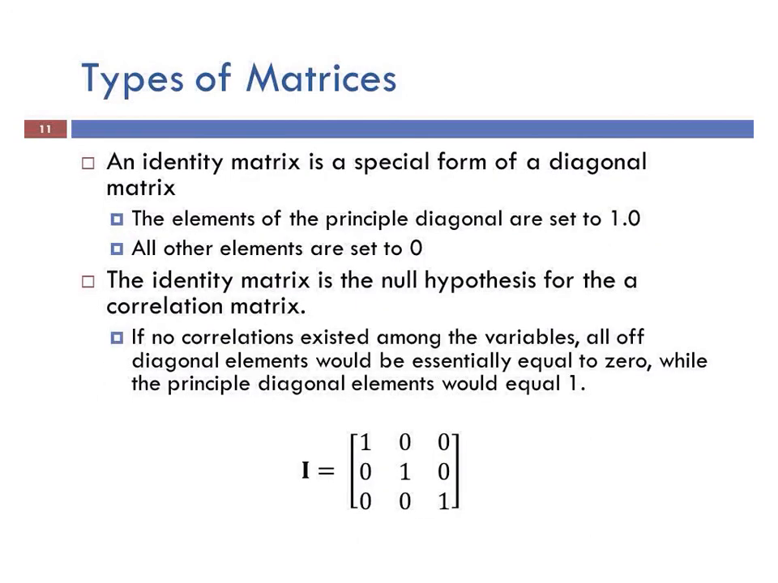And then an identity matrix is a special form of a diagonal matrix. In the identity matrix, all elements of the principal diagonal are set to 1, and all other elements are set to 0. This is considered the null hypothesis for a correlation matrix, because remember, the null hypothesis for any correlation is the assumption that R is not significantly different from 0. So what we're testing a correlation matrix against is an identity matrix.